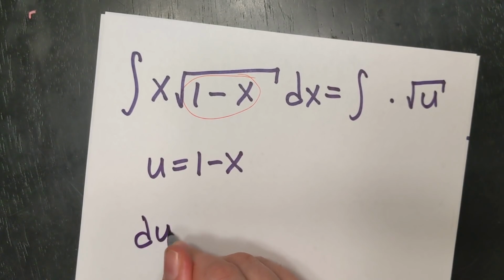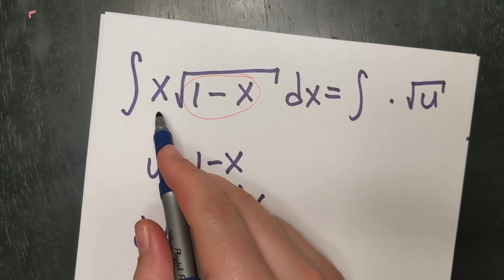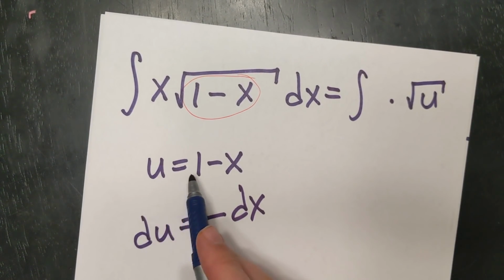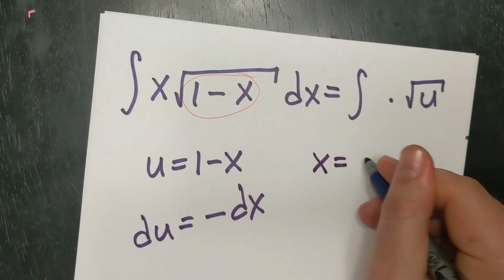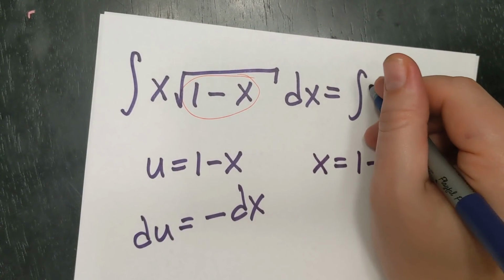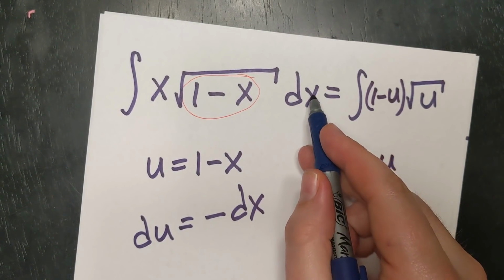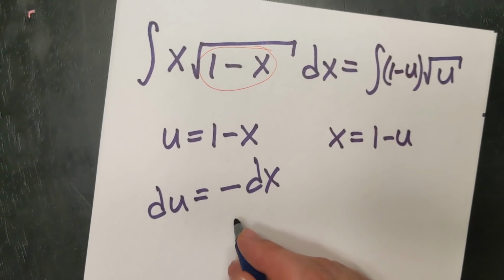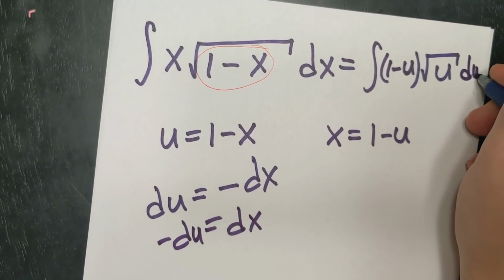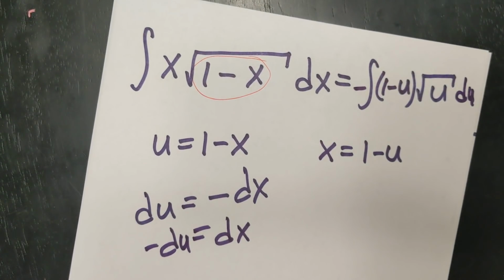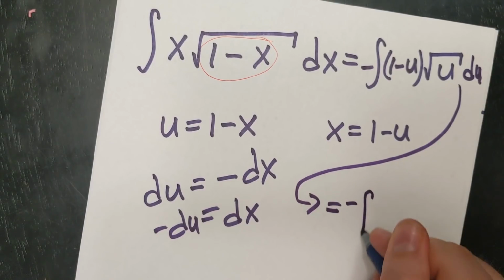Your du is going to be, let's think, well, it's a negative dx. That doesn't really help. I still have this x lingering. But notice if u is 1 minus x, then you can move your x over, you can move your u over. You get x is 1 minus u. So this right here is just 1 minus u. And dx, if du is minus dx, then dx is minus du. So you have a du and you have a minus.